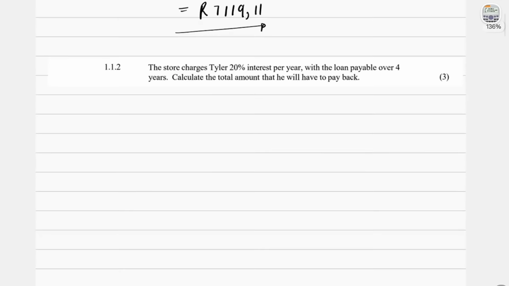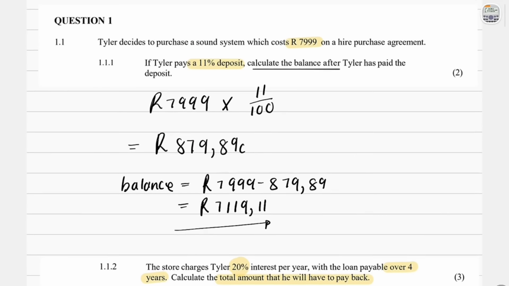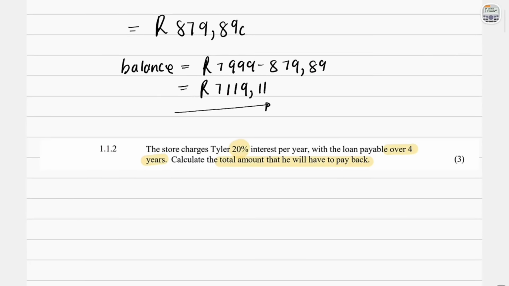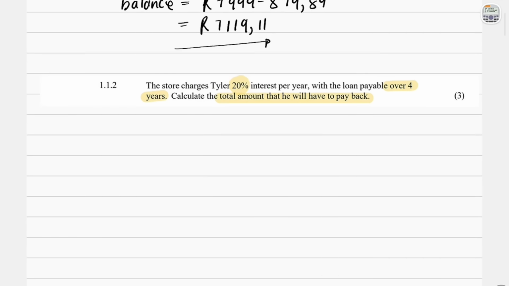The next question, 1.1.2, says, the store charges Tyler 20% interest per year with a loan payable over 4 years. Okay, so 20% interest per year, and he must pay it over 4 years. Calculate the total amount that he will have to pay back. Okay, because he gets this sound system on a hire purchase agreement. This is now how much he owes. He's not paying this. He's going to pay more than this, okay? He's going to pay it in installments, but we're going to have to raise this by 20% over the 4 years.